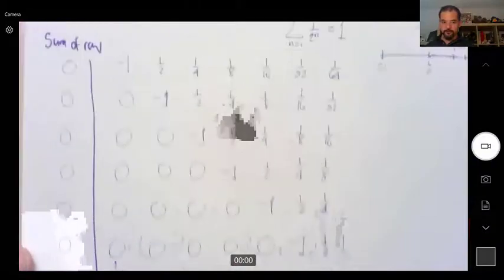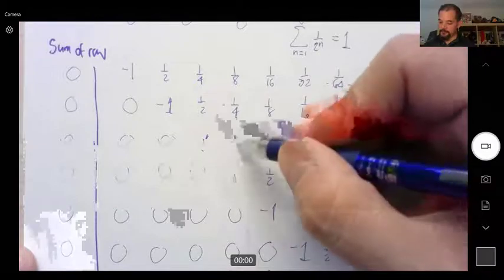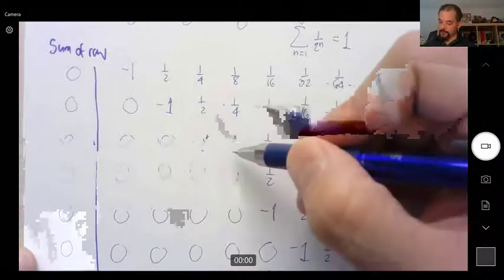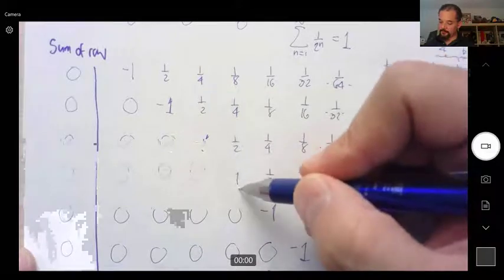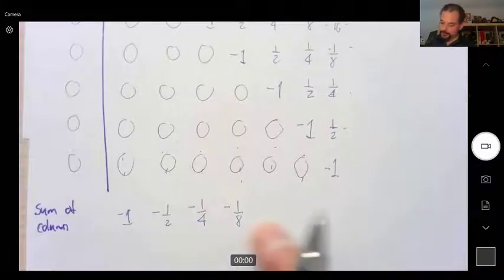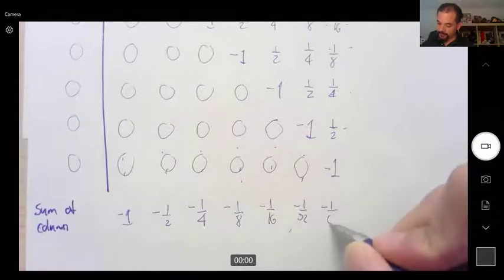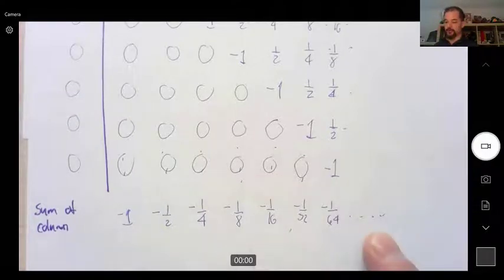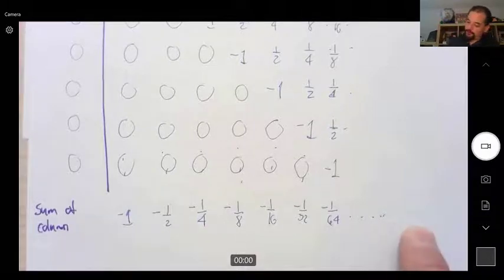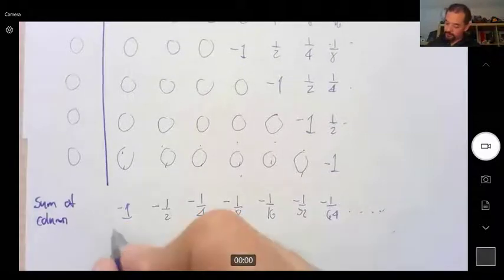-1/4. For the next one, I have 1/8, 1/4, 1/2, and -1. So these three together add up to 7/8. And when you subtract 1, you get -1/8. Okay? And this pattern continues. So this is going to be -1/16, -1/32, -1/64, etc. That's what the sum of the columns are. So then if I add up the columns, if I add all of these numbers together, from here to here, I'm going to get -1. And this other -1, it's going to be -2. So the total sum would be -2.